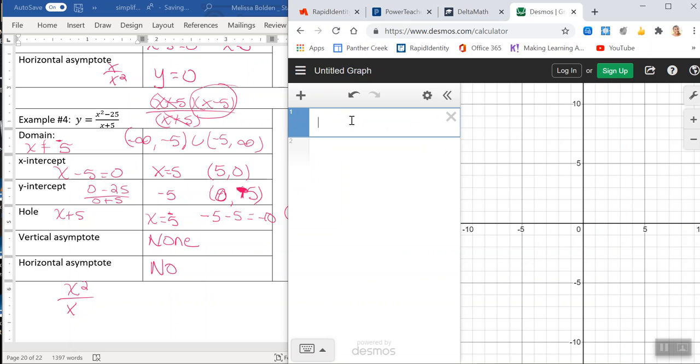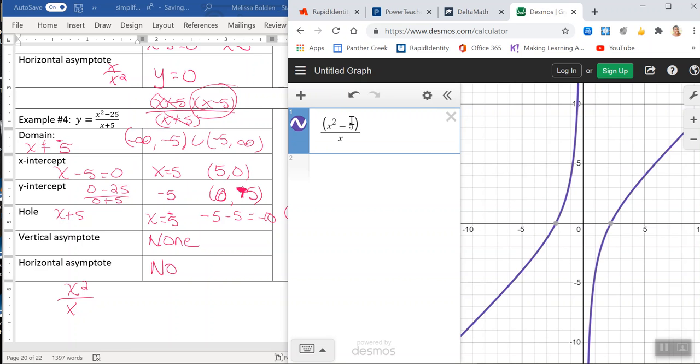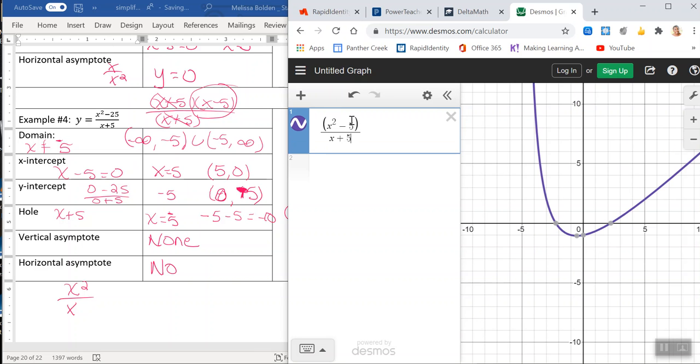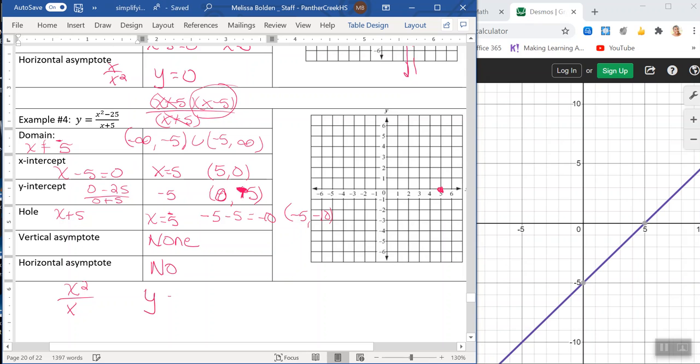So we have x squared minus 5 divided by x plus 5. And I did that wrong because it's x squared minus 25. There we go. All right, see how it looks like a linear function? Because when we cancel everything out, we're just left with x minus 5. So our simplified function is x minus 5, which is just a linear function. So what does that look like? X minus 5, we have negative 5 as a y-intercept, which is what we got after some thought. And we have a line.